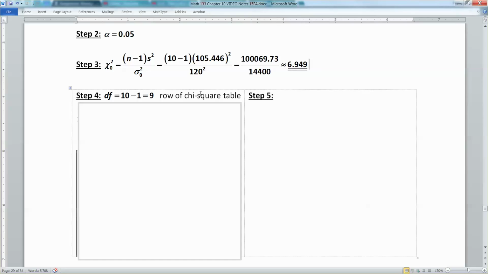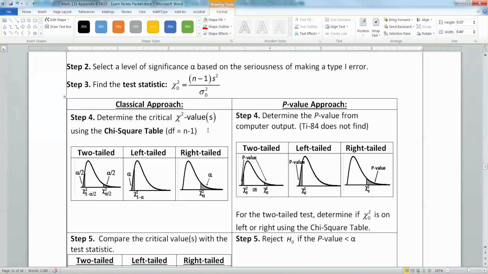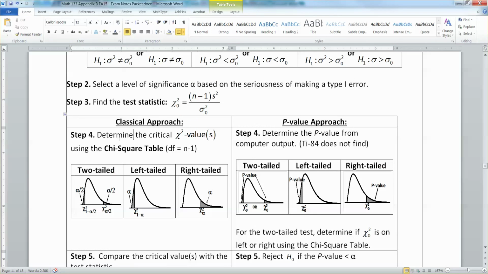Now that we have our test statistic in step 3, we want to be able to find our critical value. So if we look at the method here, it says we have to determine the critical chi-square value using the chi-square table with degrees of freedom n-1. Now keep in mind we're doing a left-tailed test here, so we're going to have to shade and label that left tail bit over there, but it's 1 minus alpha that we actually want for our critical value. That'll make sense in just a minute.